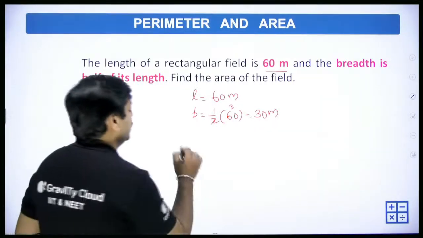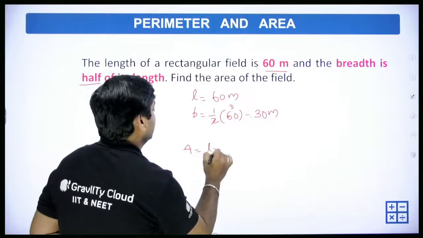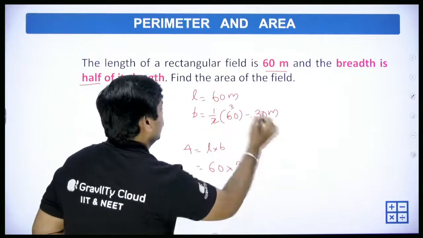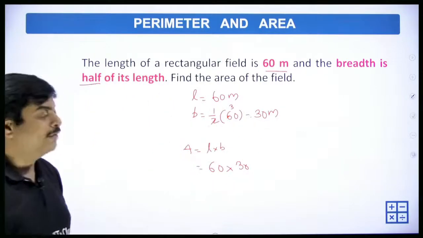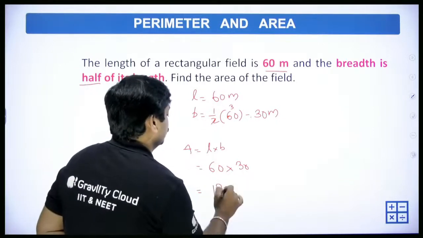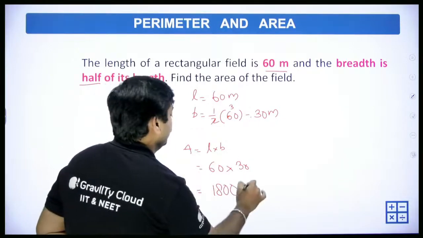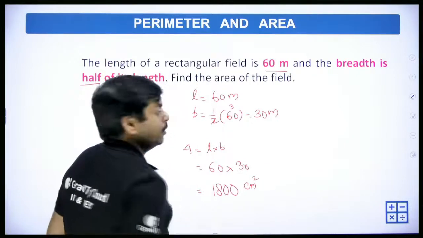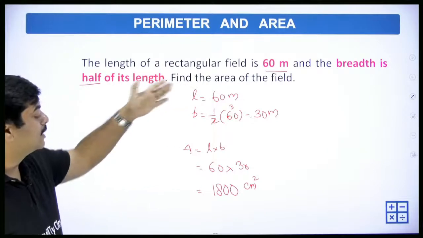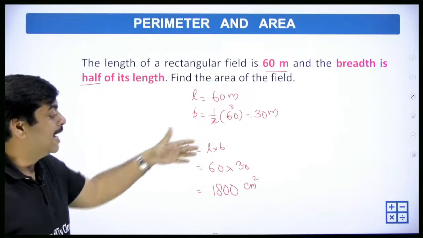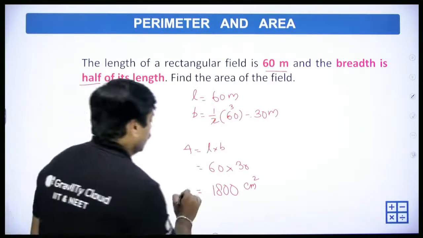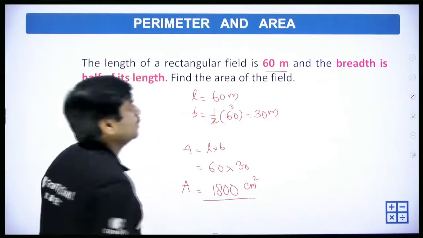So I told you, for a rectangle the area is always simple. Area is equal to length into breadth. So length 60 into breadth 30 meters. Now in the area we need to write square meters. So 6 3s are 18, and then two zeros, so that becomes 1800 square meters. So L is equal to 60 meters, B is equal to 30 meters, A is equal to length into breadth, 60 and 30, 1800 square meters. Area of this rectangle is equal to 1800 square meters.